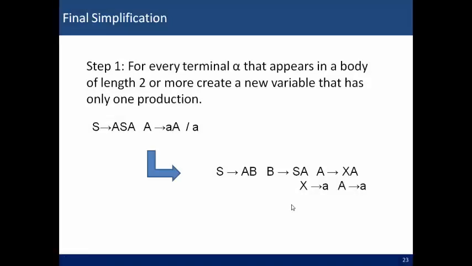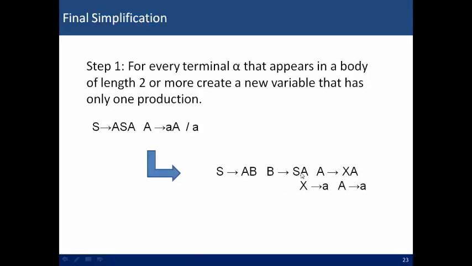For example, for every terminal alpha that appears in a body of length 2 or more, create a new variable that has only one production. S tells to ASA is a production present where three non-terminals are there. So we can break the three non-terminals and add some extra productions: S tells to AB, B tells to SA and A tells to XA.